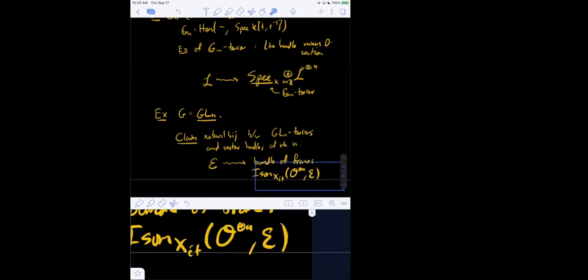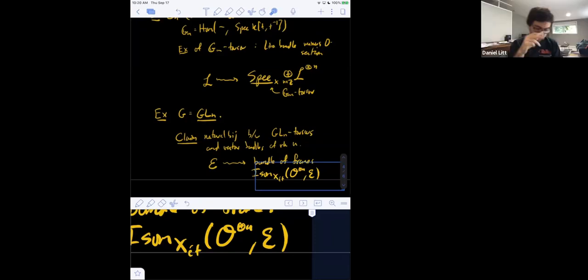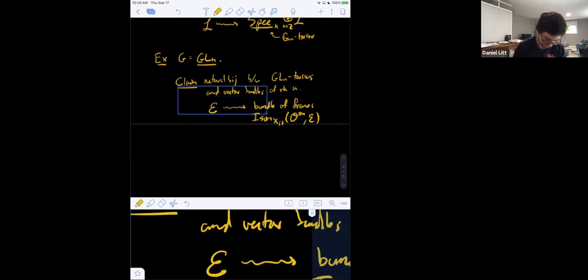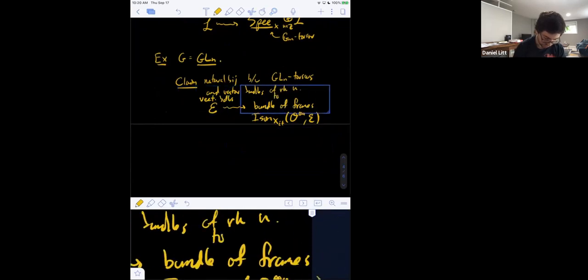What is the inverse to this? Yeah, that's a good question. So suppose you're given a GLN torsor, so suppose you're given some T. Maybe let me make a table here. So this is vector bundles here, and this is torsors.